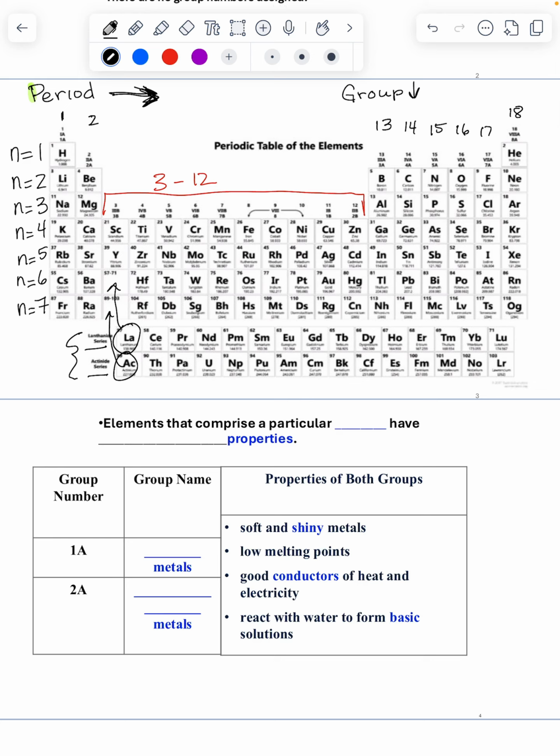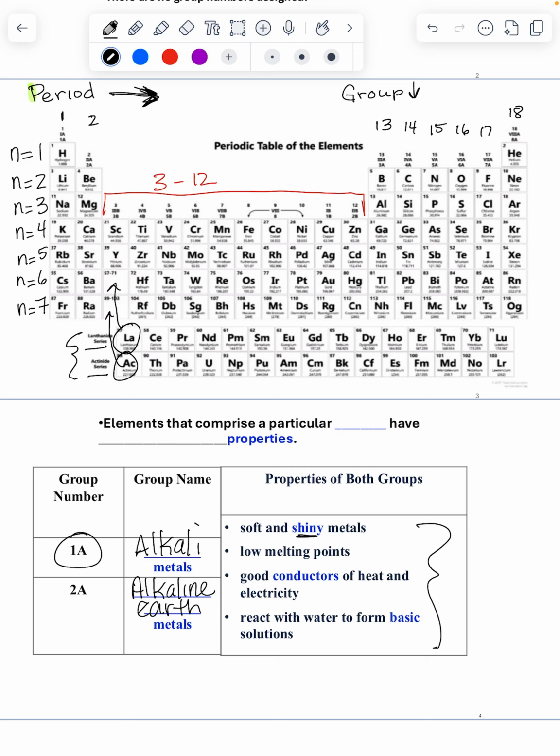We're going to talk about just a few of the names given to some of these groups. Group 1A, that's the one on the far left side of the table. These are called the alkali metals. And then group 2A, right next to them, are the alkaline earth metals. Just a few properties for each of these groups. Both groups have similar properties.